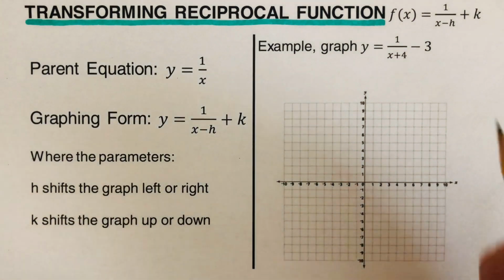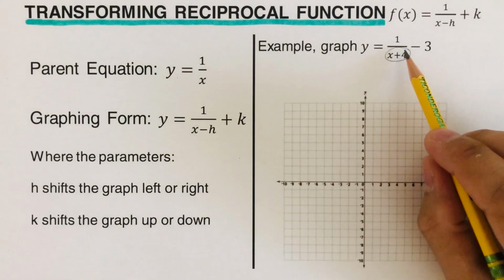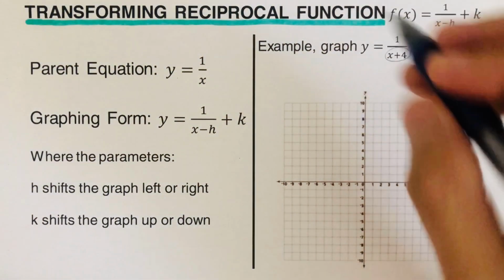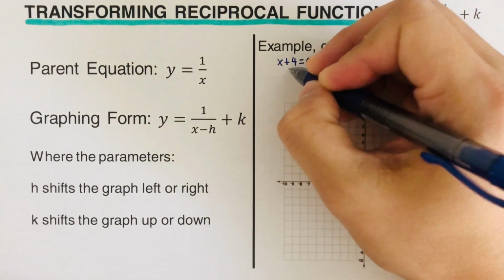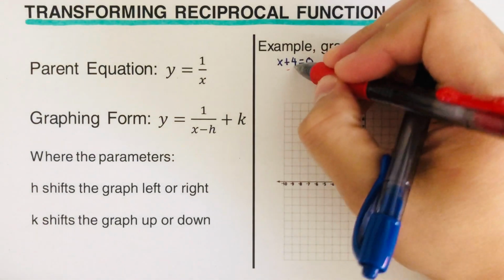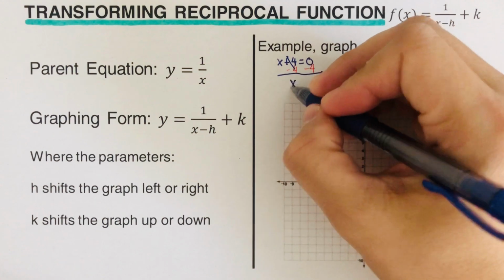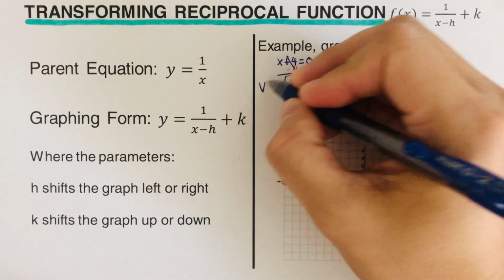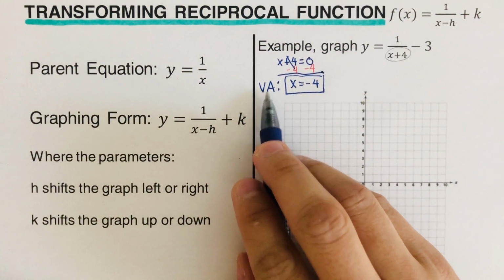To determine the vertical asymptote, we are supposed to set the denominator equal to 0. In this example, we can set this equal to 0. So that would be x plus 4 equals 0. Minus 4 from both sides, so minus 4 and minus 4. Then we are left with x is equal to negative 4. And this is our vertical asymptote. So I'm just going to label this as VA, which stands for vertical asymptote.